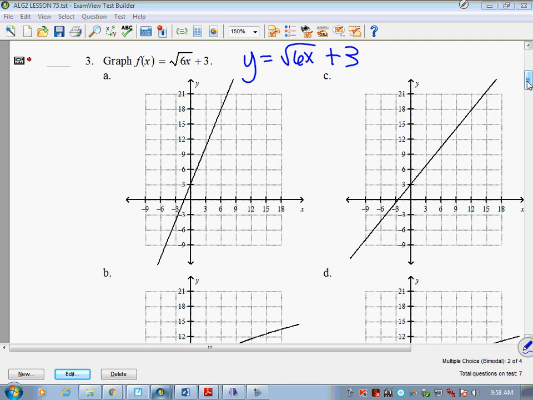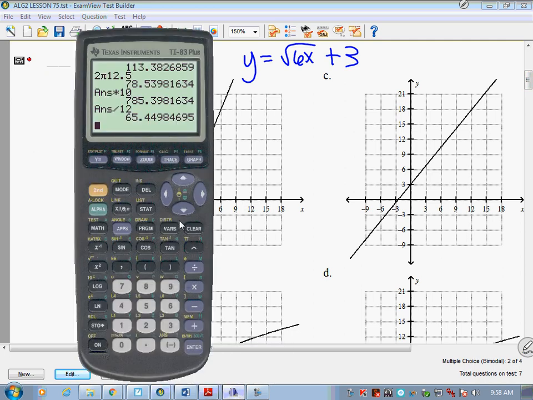Now, does it look like a linear equation? This whole square root of 6x, does that look like it's got a linear equation? Does it have a fixed slope? We haven't really seen anything like that before, right? All right, so let's try this.